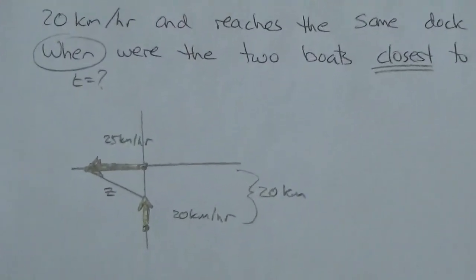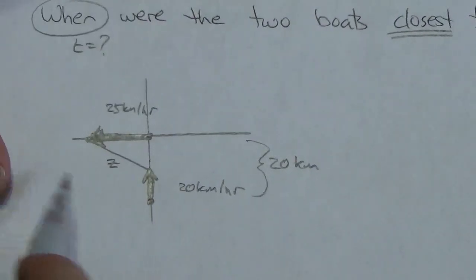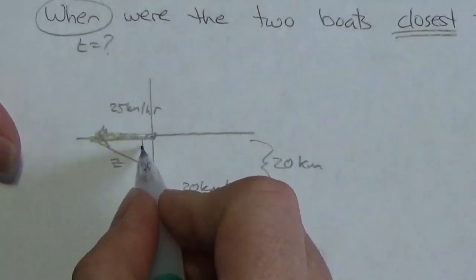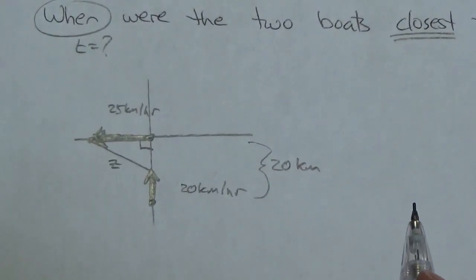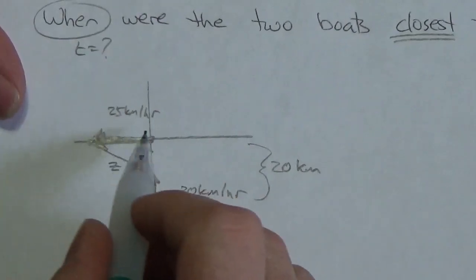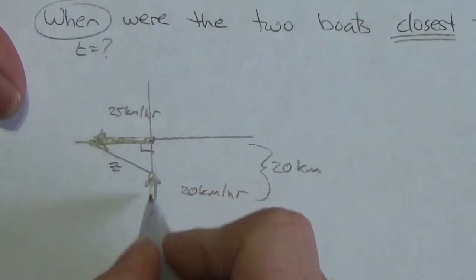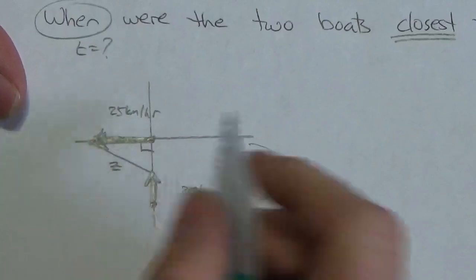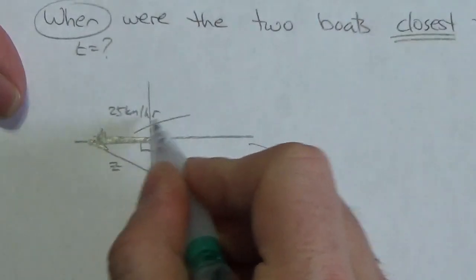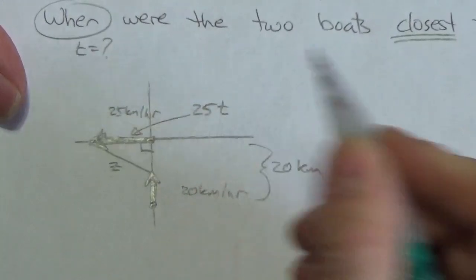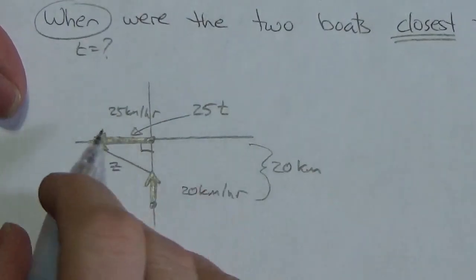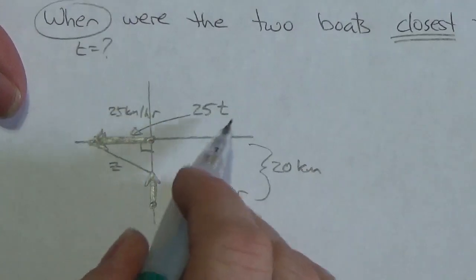So let's zoom in a little bit here. Okay, we're interested in minimizing that distance. Now, here's my triangle. Now, for some time, at some value of time here, we want to figure out what the distances are in this triangle. Now, this one here is pretty straightforward because it's going 25 kilometers an hour for t hours. So the distance it's gone is just going to be velocity times time.